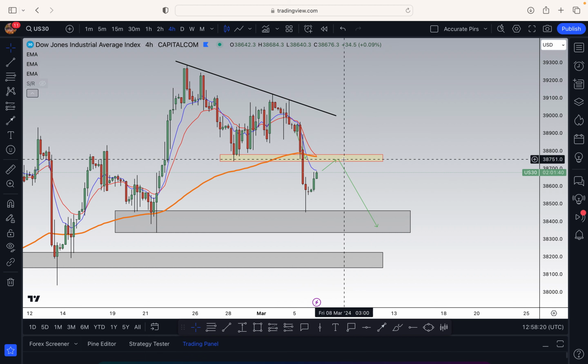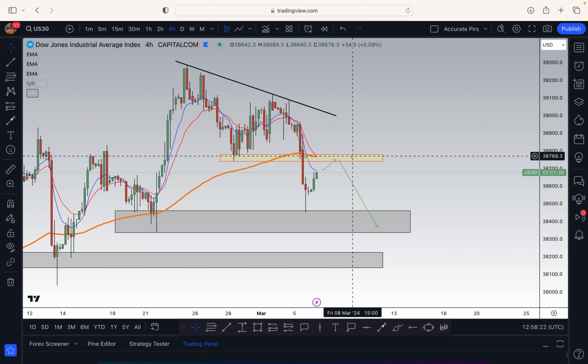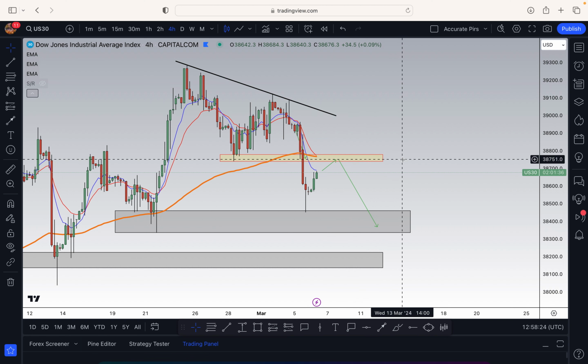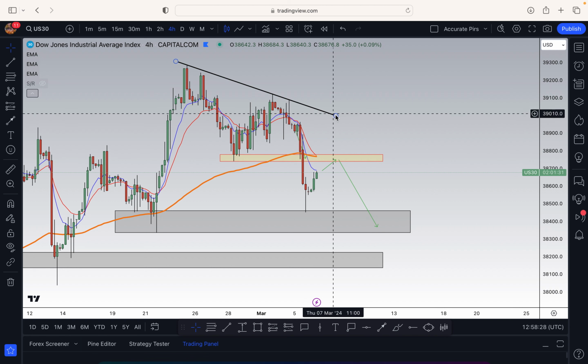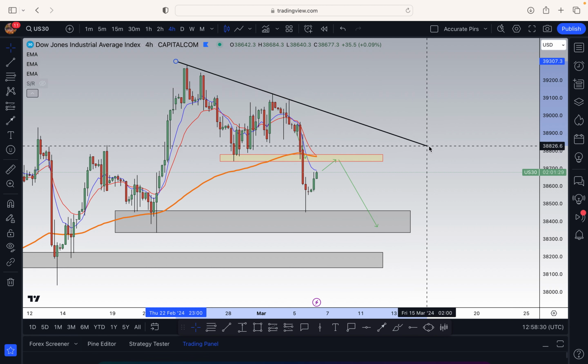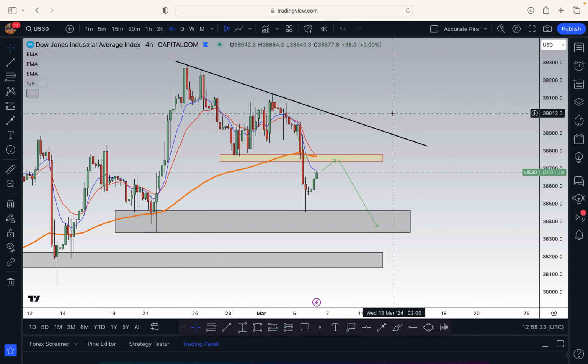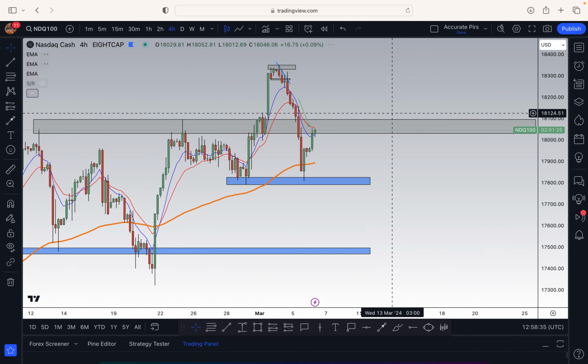If price does get to that price level, then makes its way to this level, then look out for any reversal pattern. But you know what? It could just come back up and come and play with that trend line again. So that's US 30. NASDAQ, oh my gosh, missed this trade.